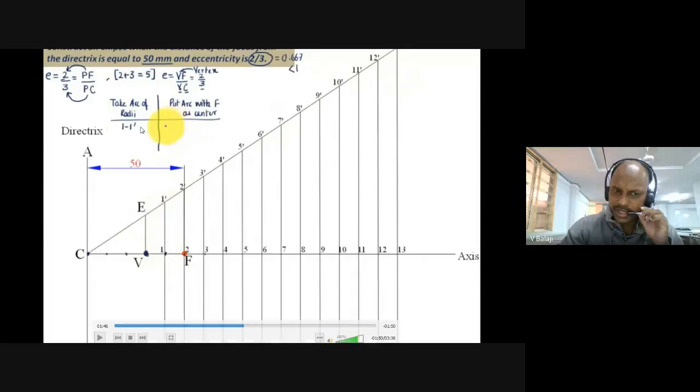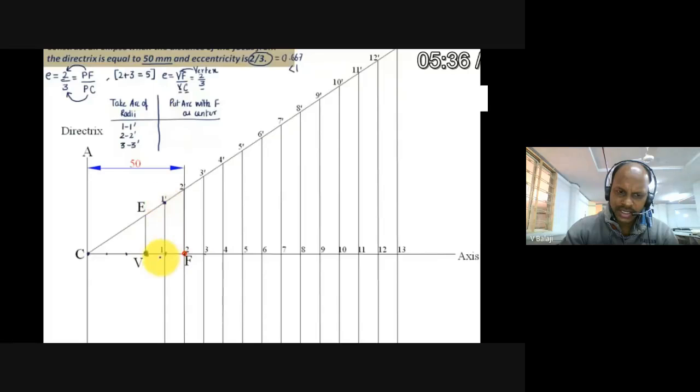Yes, sir. You take 1 1 dash with the compass. The first radius is 1 1 dash. So these 1, 2, 3, 4, 5, 6, 7 points you can choose randomly. They need not be spaced equally. You can choose any number of points. So the first radius of your compass is 1 1 dash, and focus is your center.